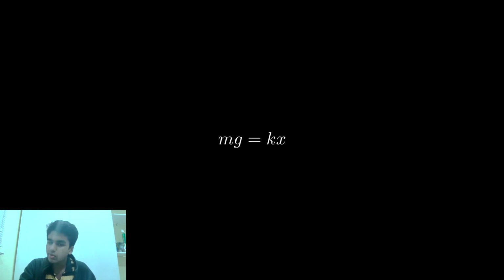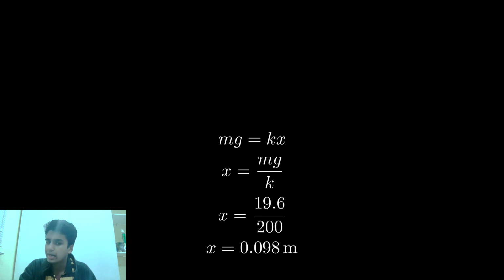So we know that mg equals kx, and then we can divide both sides by k to get x equals mg over k. We already know that mg is 19.6 newtons, and k is 200. So we plug that in, and we can find that the spring must be compressed by 0.098 meters.